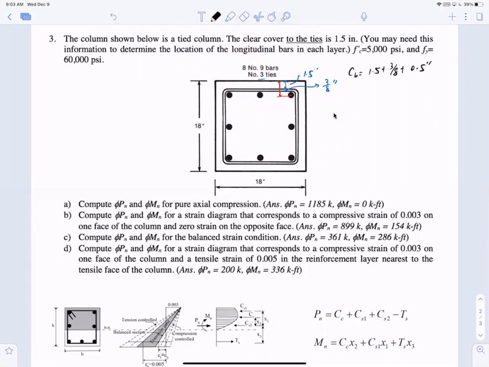Now with that being said, you have a new thing: in the middle, you have another layer of bars. We didn't talk about this, right? And then we have the bottom bars right here.